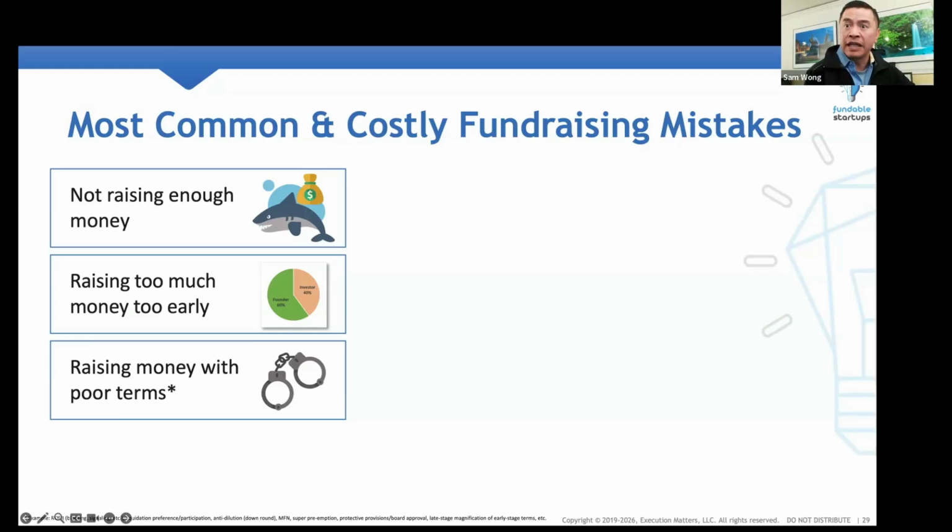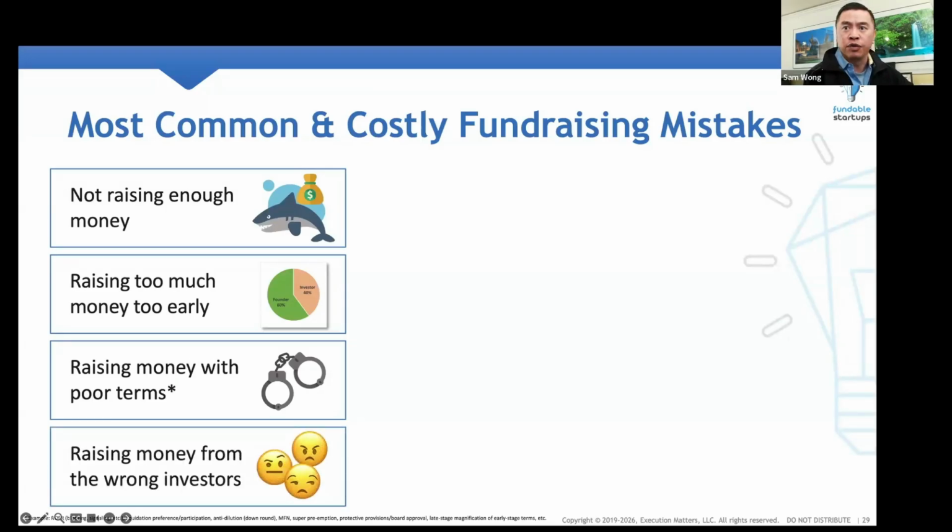Many seasoned investors actually advise it may be better to raise money at a lower valuation and get better founder friendly terms. It can be a very, very important deal.